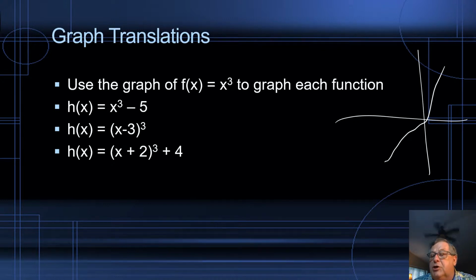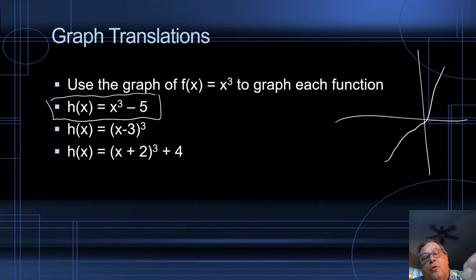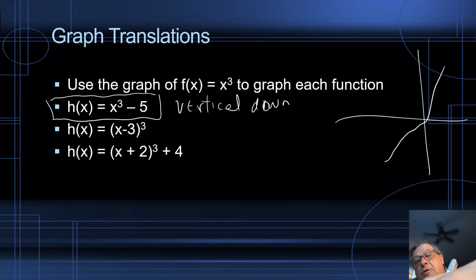Now, when we're just looking at the equation itself, like in this first case where we've got x cubed minus 5, you notice that that's not in a parentheses or a grouping symbol. And so this is going to present itself as a vertical shift, or a vertical translation, down 5 units.